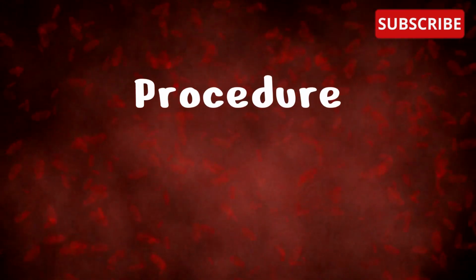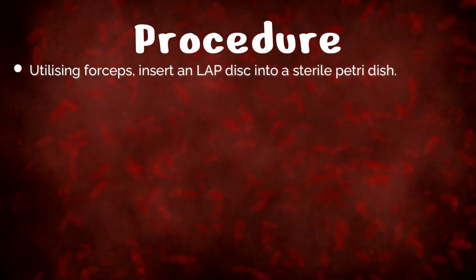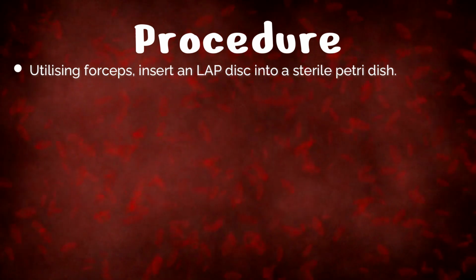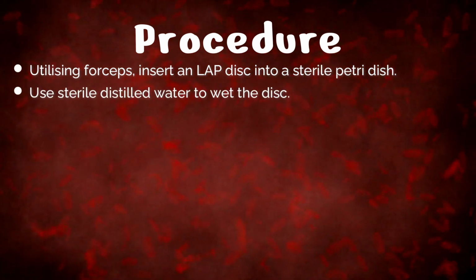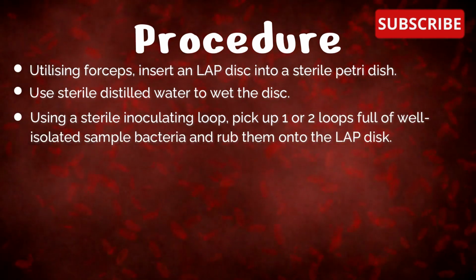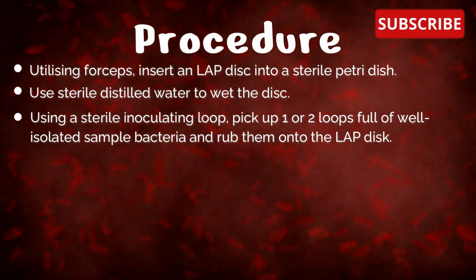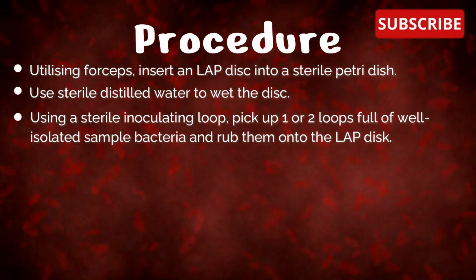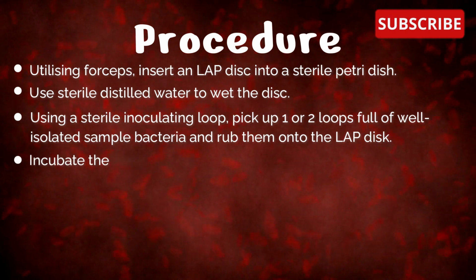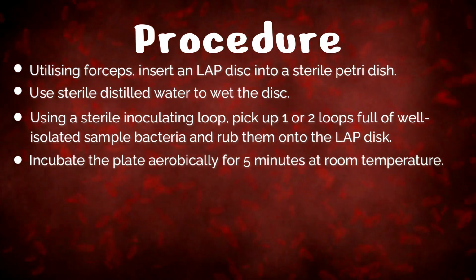The procedure of the lab test. Utilizing forceps, insert a disc into a sterile petri dish. Use sterile distilled water to wet the disc. Using a sterile inoculating loop, pick up 1 to 2 loops full of well-isolated sample bacteria and rub them onto the disc. Incubate the plate aerobically for 5 minutes at room temperature.